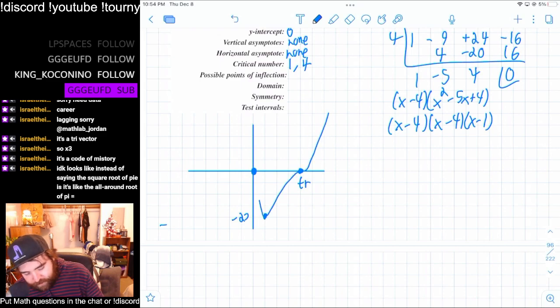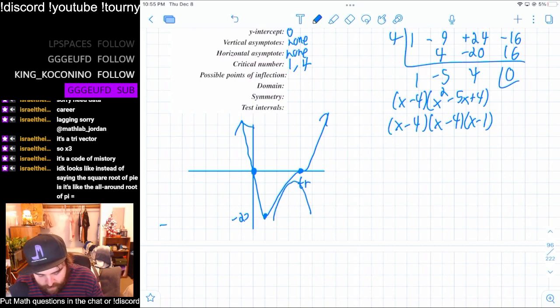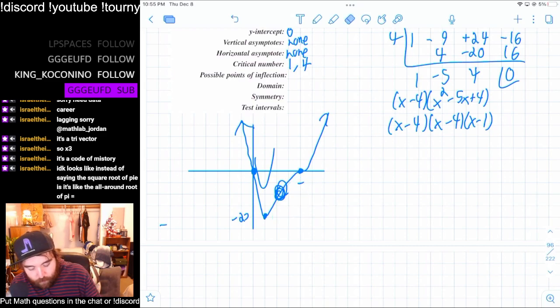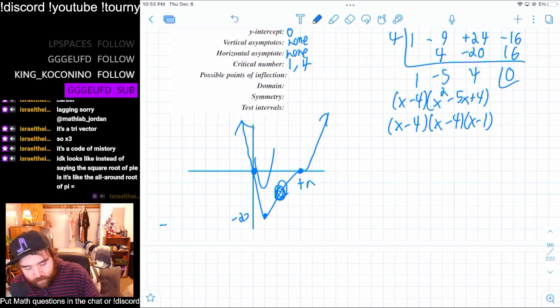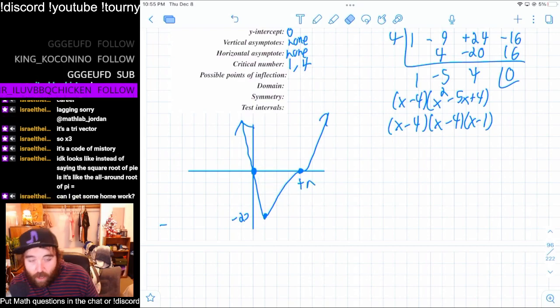But that's where it turns around. We know that now because we calculated it. And then let's see, possible points of inflection. Where are the possible points of inflection? So there it's concaving down, but somewhere here it starts concaving up. So we could find that. We know one point of inflection is definitely 4. So that'll help us find the other point of inflection.